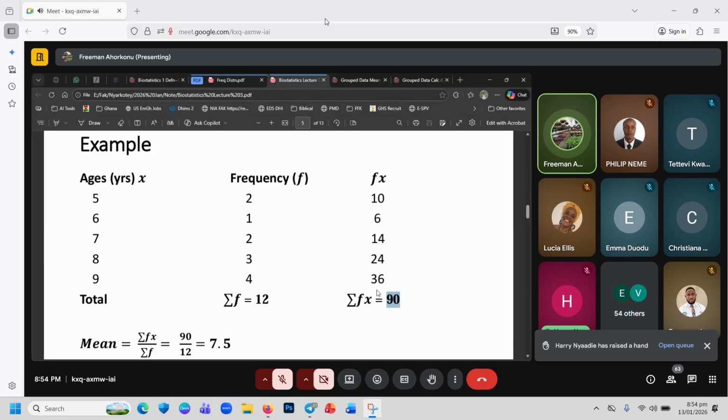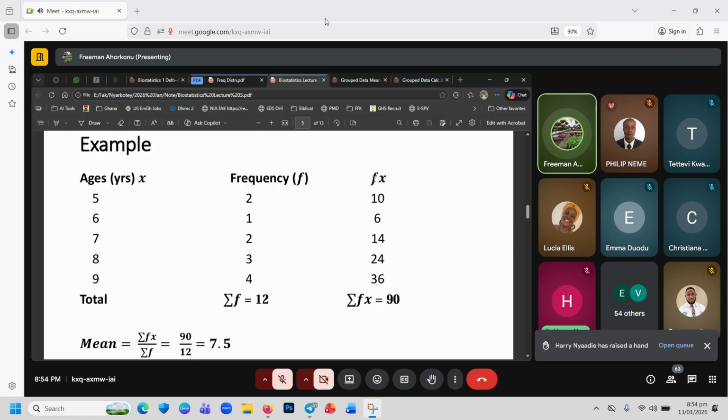What we have is summation f of x. This sign means summation. Sigma summation f of x, meaning all the products, and you are getting 90. Here, summation f means add all that is under f. When you add 2, 1, 2, 3, and 4, you are getting 12. Here, summation f of x means add everything of x.